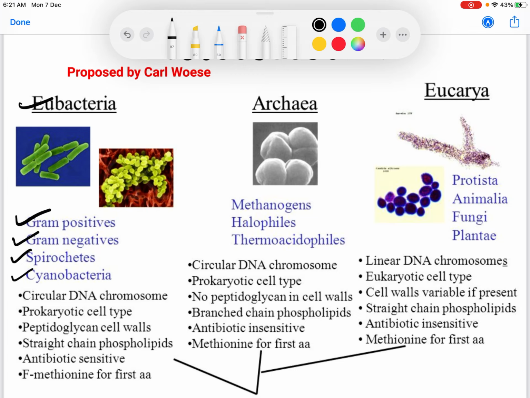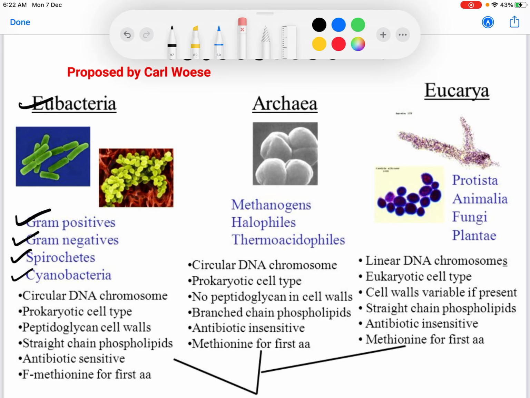Gram positive bacteria are mostly harmful bacteria which cause various types of disease. Gram negative are very useful bacteria. For example, when we talk about making curd, making wine, etc., they are useful for us, especially as they cause fermentation. Spirochetes are again pathogens, and cyanobacteria are photosynthesizing bacteria, a special type of photosynthesizing bacteria.